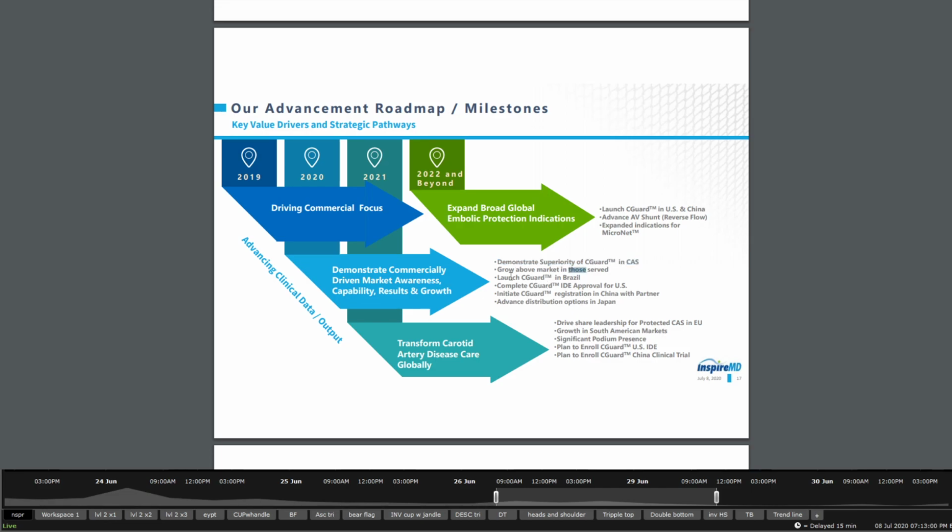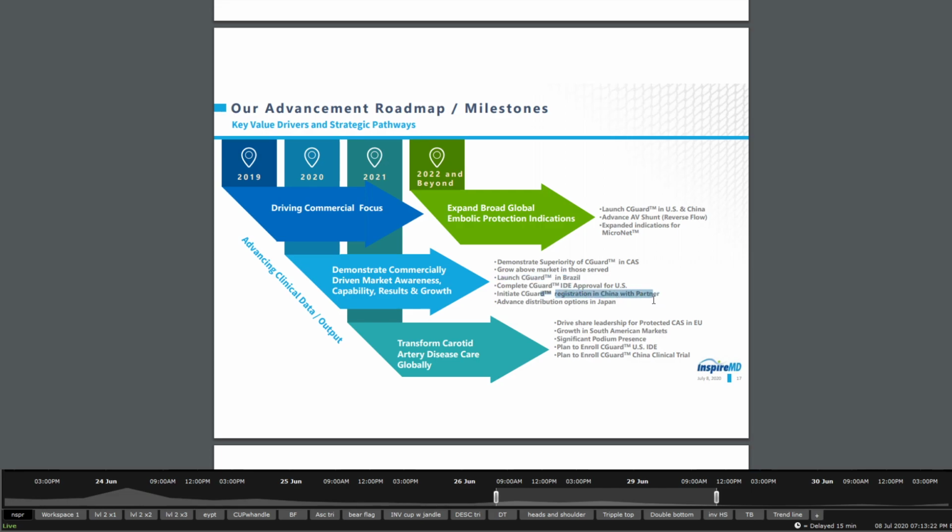Grow above market in those served. Launch CGuard in Brazil. Complete CGuard IDE approval for the US. That's actually pending right now, and the expectation is that it has already been submitted, and we should hear back any day now. Brazil, launching CGuard in Brazil, the application for that is also on the way, so we expect a bit of an approval there as well.